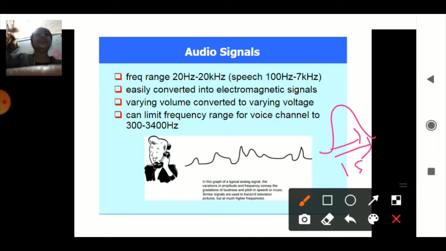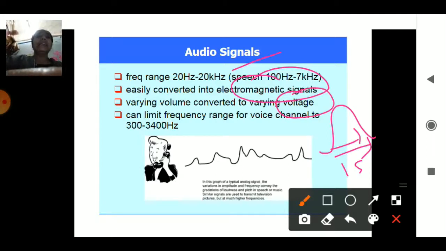In audio signals, you have a frequency of about 20 hertz to 20k hertz, which is easily converted into an electromagnetic signal. Electromagnetic signals are nothing but, when the data is being transmitted, electricity is generated. How this concurrently moves from one end to another is your electromagnetic signals. And varying volume is converted to varying voltage. Whichever volume is generated by us will be converted back to voltages which are being transferred.